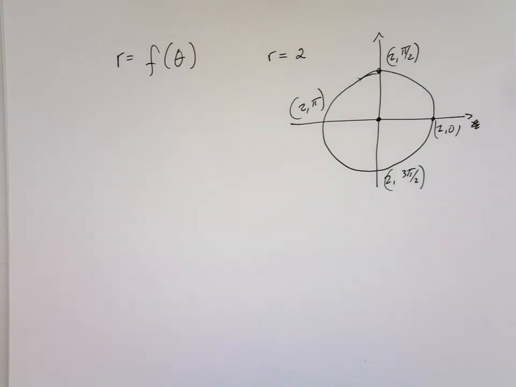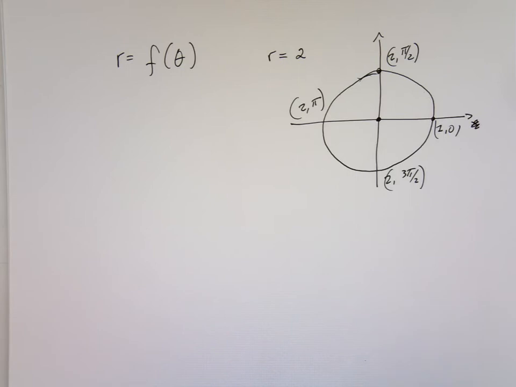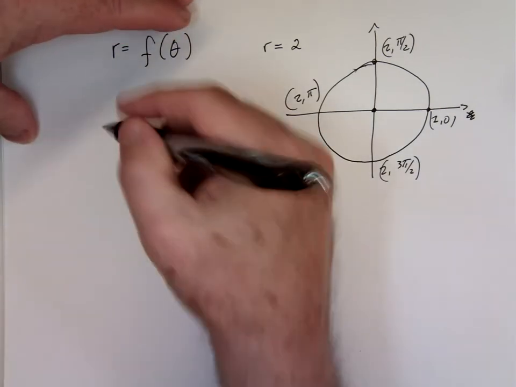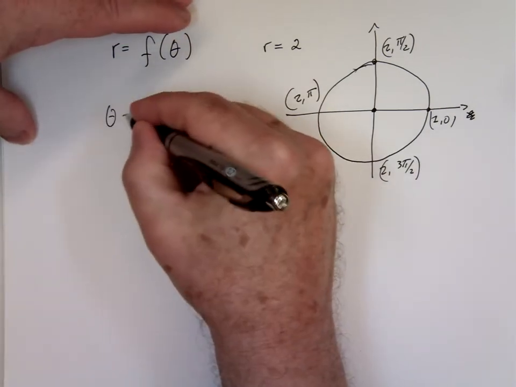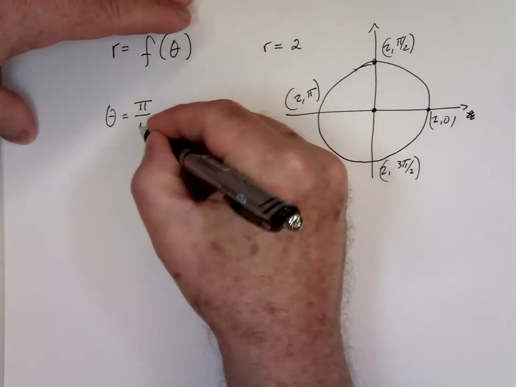We're going to have to find volumes underneath surfaces over regions in the plane. If that's a circular region, we're going to use polar coordinates to do that problem. It's going to be much easier that way, okay? So that would be a very simple polar equation, r equals 2, which is a constant. Let's do another one. Let's take theta equals a constant. How about theta equals pi over 4? What would that be?